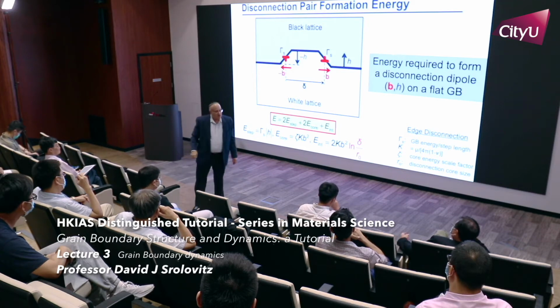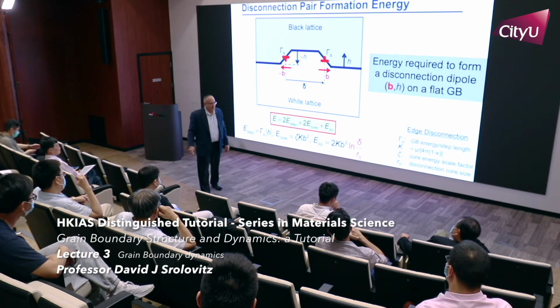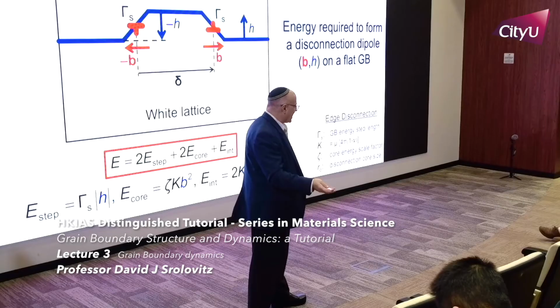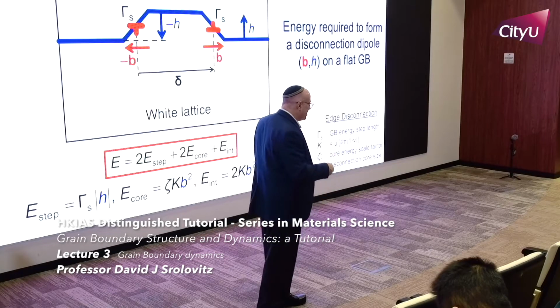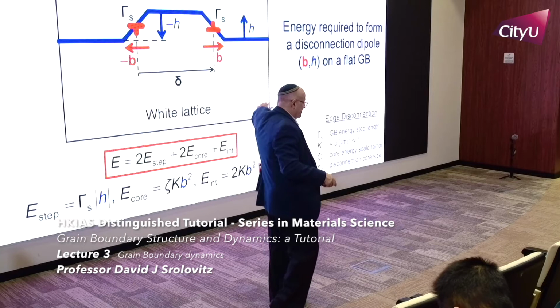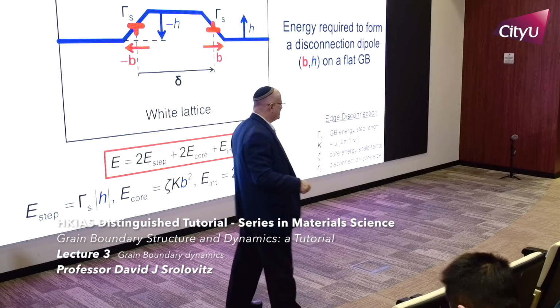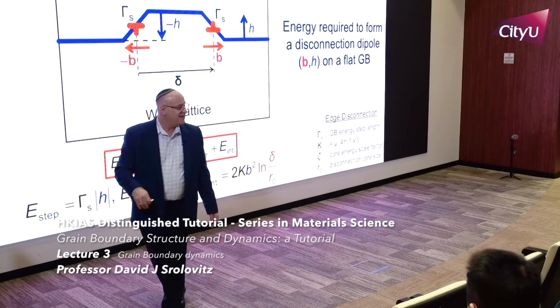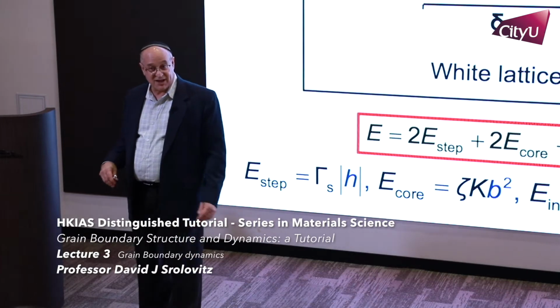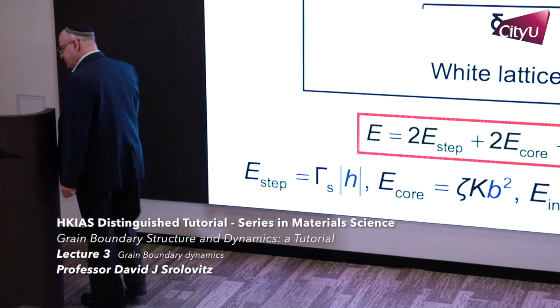Now, if I want to know what the total energy of the grain boundary is, it's just the energy I had before I put in the disconnection plus this. Okay? Because that's the energy it cost me to introduce that. Okay, good?